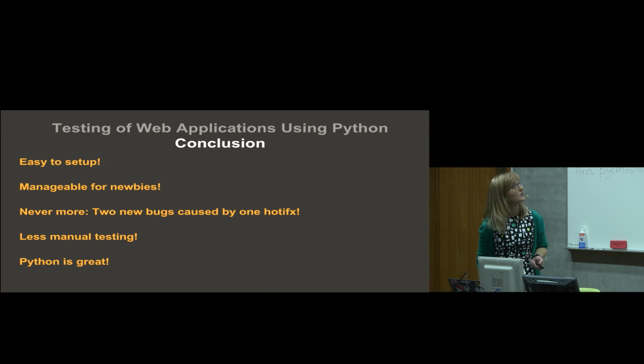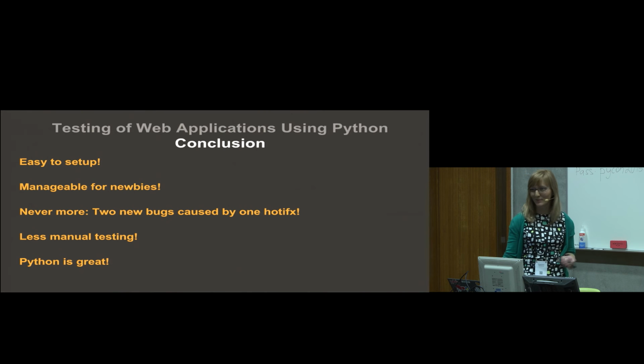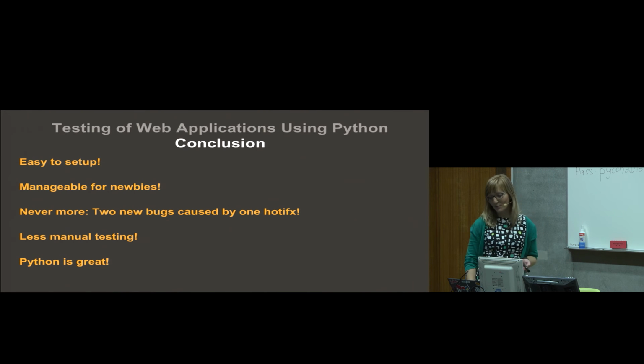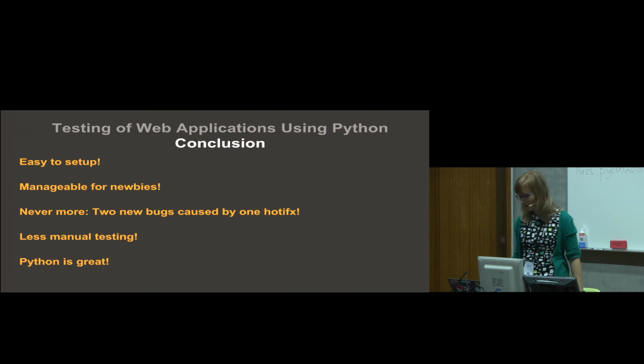So, just a short conclusion. It's easy to set up, so don't rely only on unit tests, because system tests could give you much more relevant information. It's easy to implement, it's doable for newbies, and yeah, never again will 2 new bugs come with 1 hotfix. And it means less manual testing. It's much more fun than just clicking like a monkey. And yeah, Python is just great even for system tests.